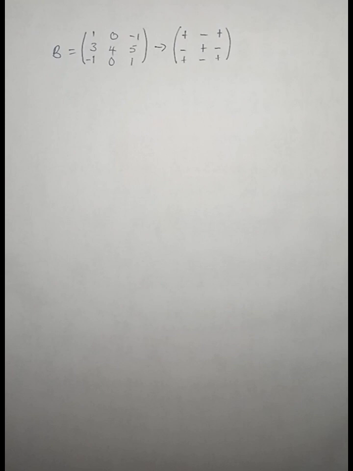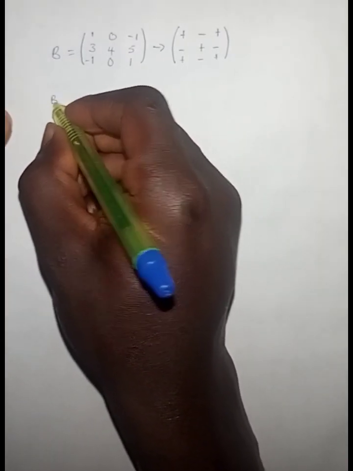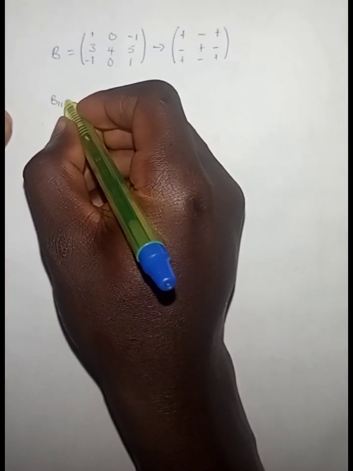To find the cofactor for a 3 by 3 matrix, we're going to use the idea for the 3 by 3 determinant. That is, we're going to reduce it to a 2 by 2 matrix. But this time around, for the cofactor, we're going to do it for each element in the matrix. So we'll pick the first element, which is B11.